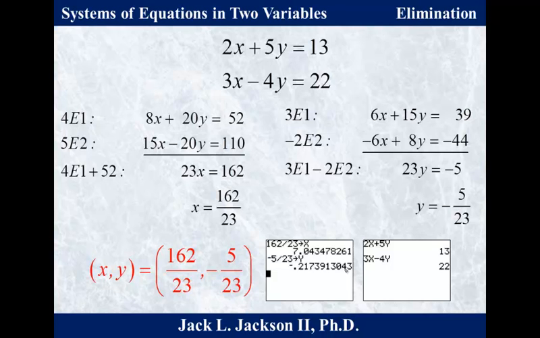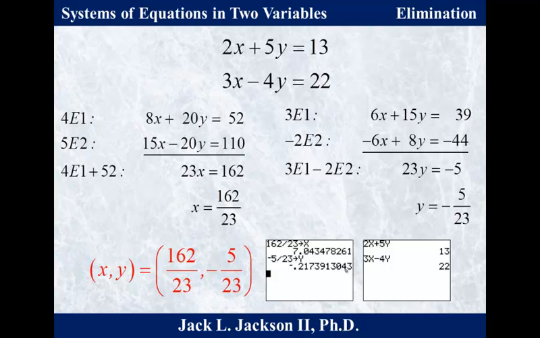I've got coefficients of 5 and negative 4. I need to bump them up to 20 and negative 20. So if I multiply equation 1 by 4 and equation 2 by 5, I believe that'll work. 4 times equation 1 is 8x plus 20y equals 52. And 5 times equation 2 is 15x minus 20y equals 110. Now when we add together, the y's cancel and we get 23x equals 162, or x equals 162 over 23.